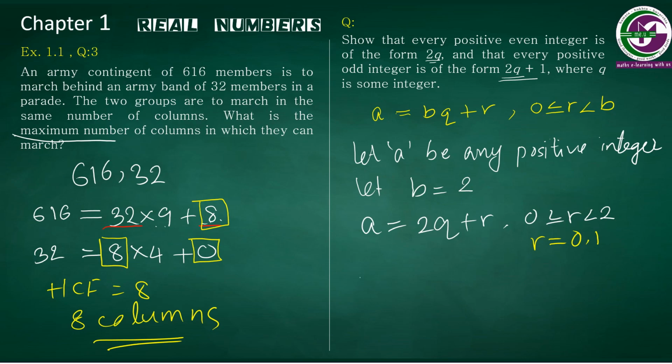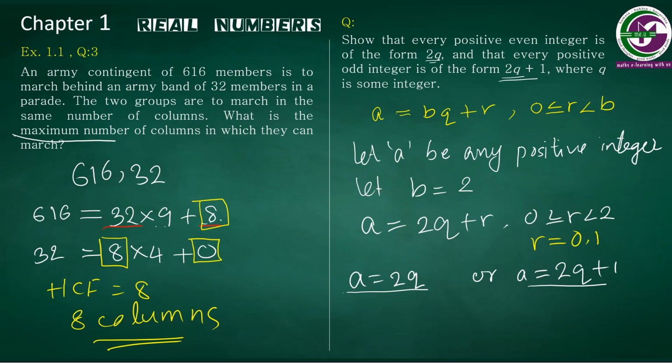So we'll give these values here. This will become a equals 2q plus 0, which is 2q, or a equals 2q plus 1. So these are the two options, r equals 0 and r equals 1. When r is 0, a is 2q plus 0, which means 2q. When r is given as 1, a is 2q plus 1. So when a number is a multiple of 2, it is an even number, and a multiple of 2 plus 1 is always an odd number.